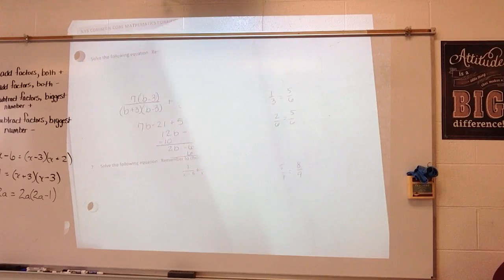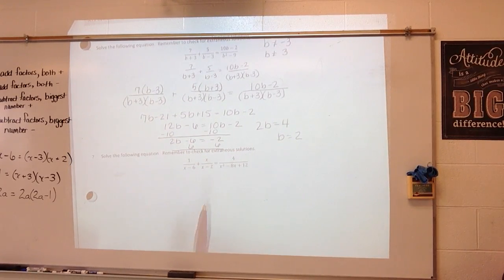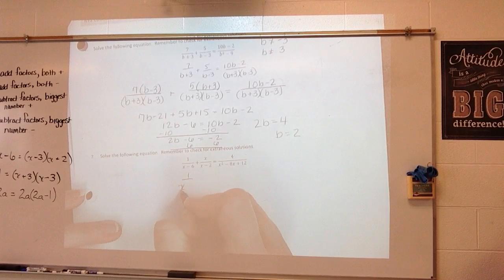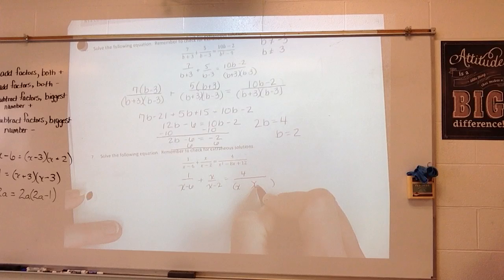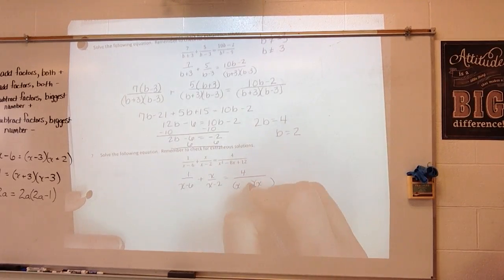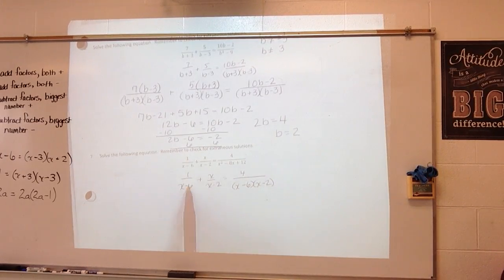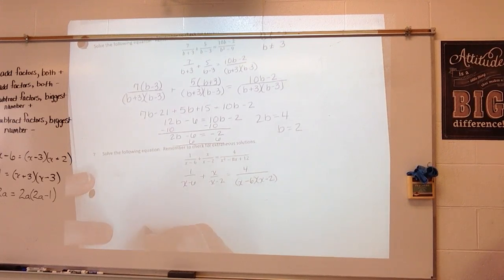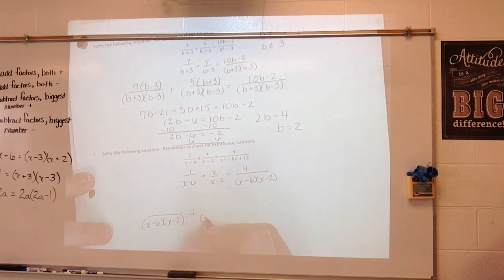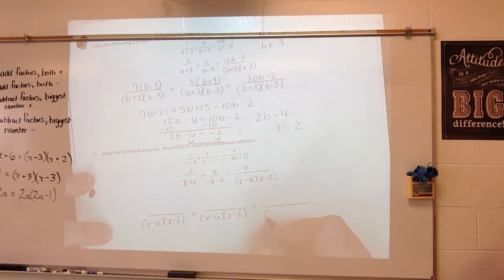Alright, let's look at the last problem. I'm going to go ahead and factor this first. 1 over x minus 6 plus x over x minus 2 is equal to 4 over, let's factor this, x and x. I need to do 6 and 2, negative, negative. Alright, so my common denominator is x minus 6 times x minus 2.